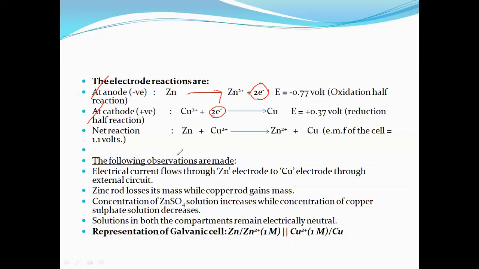Now, when we are taking the voltmeter at STP condition, the electrode potential of zinc is known to be minus 0.76 volt according to the electrochemical series.